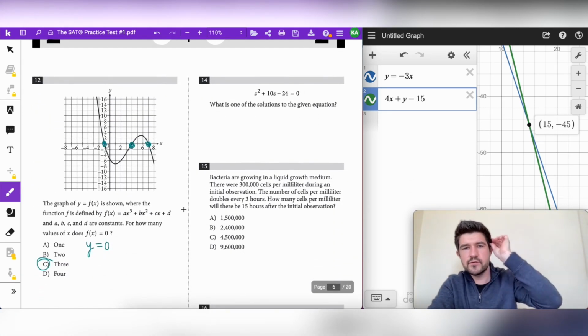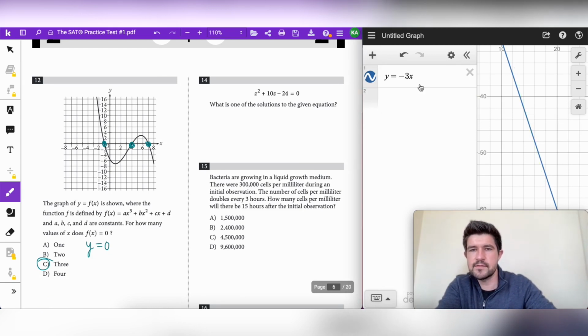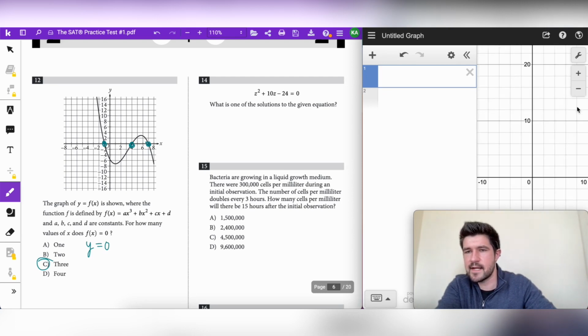What is one of the solutions to the given equation? So here it's a fill-in-the-blank type question. You got to come up with your own answer. And for a quadratic like this, there's usually going to be 2 solutions typically. And so we could actually go to Desmos. This is the second one we can use Desmos for. And by the way, you could click this home button and it'll rescale it and take you back to the origin. That's kind of nice.